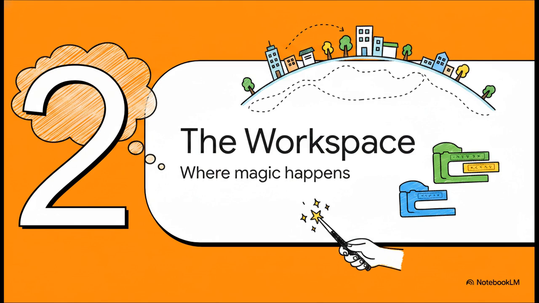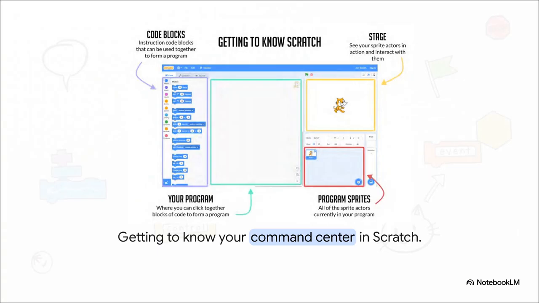This is where the magic happens. Okay, let's dive into this. Think of this as your personal command center. Spatially, the screen is divided to make everything super intuitive. Over on the far left, highlighted in that purple outline, you've got your code blocks. Those are your raw building materials. Right in the middle, in that green box, is your program area, which is where you actually construct your scripts. And on the right, outlined in yellow, is the stage. That's where you get to watch your sprite actors perform your code live right in real time.